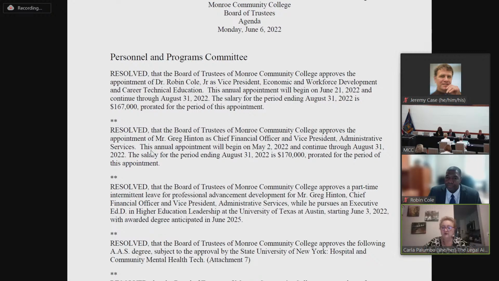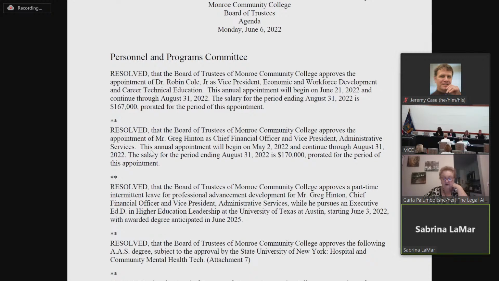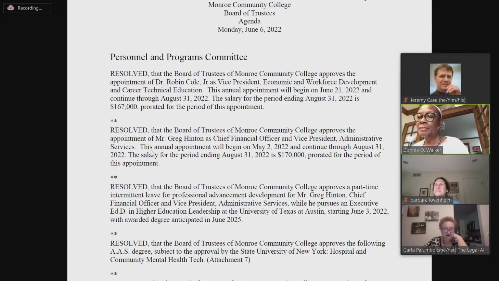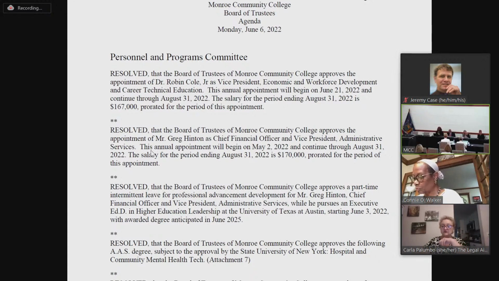All in favor, I will call for a roll call vote. Trustees Paula Barlow, Aye. Sabrina Lamar, Aye. Barbara Lovenheim, Aye. Carla Palumbo, I say aye. Grace Tillingast, Aye. Connie Walker, Aye. And Chair Williams, Aye. Any opposed? Seeing none, the motion carries.